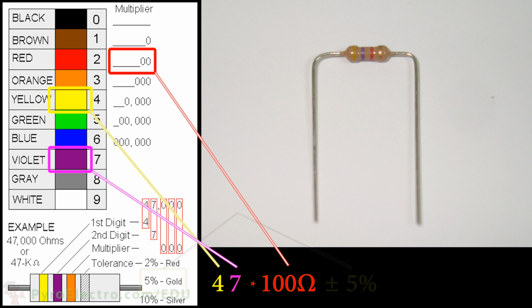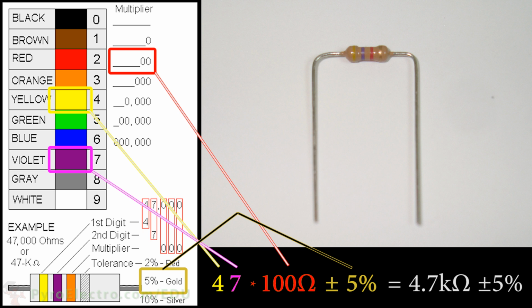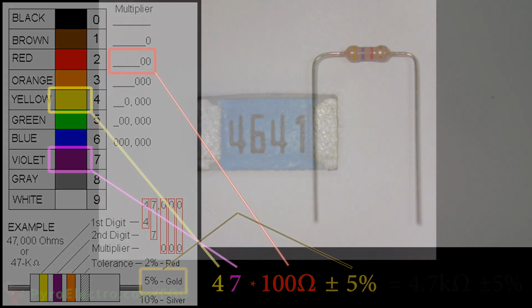And then the fourth color represents the tolerance. Here it is plus or minus 5%. Which means the actual electrical resistance value can vary for this resistor by 10%.